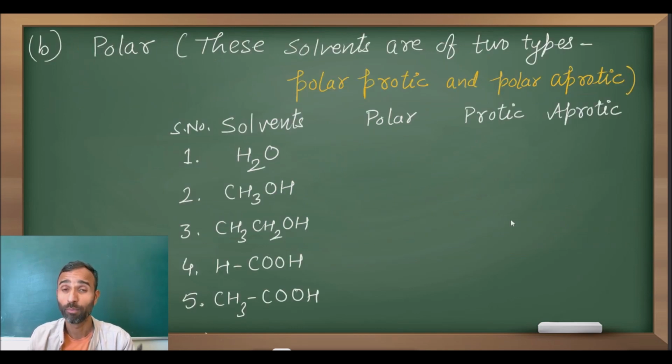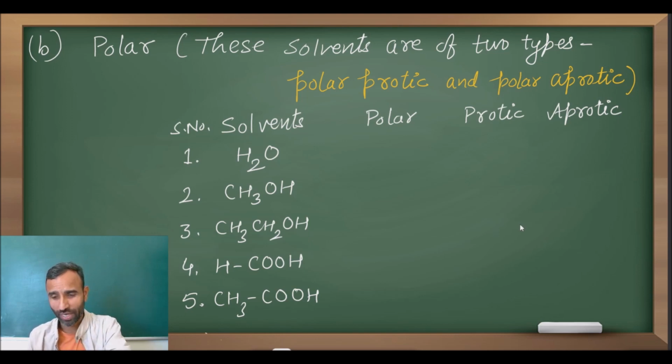Now come to the next slide. Polar. When we talk about polar solvents, these solvents are of two types: polar protic and polar aprotic. You know, SN1 reactions are favored by polar protic solvents, but SN2 reactions are favored by polar aprotic solvents. Today you will be able to clarify what are protic and aprotic solvents.